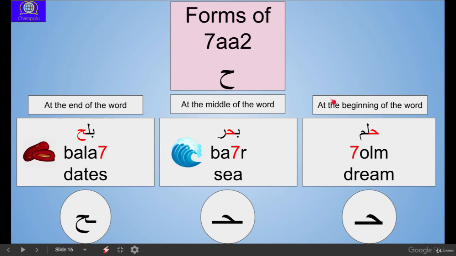So let's take examples. In the beginning of the word you'll find, for example, the word hulm, which means dream. This is how the ha appears. And then you have the word bahr. So the ha is in the middle and it appears as in the medial form. And the final form for ha, we can see it in the word balah, which means dates. So these examples show the different shapes of the letter ha in the different places of the word.